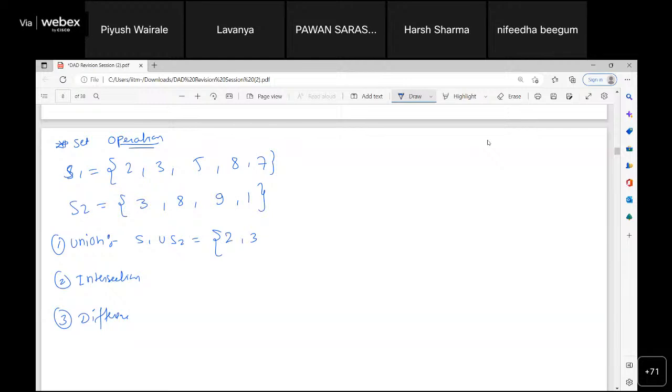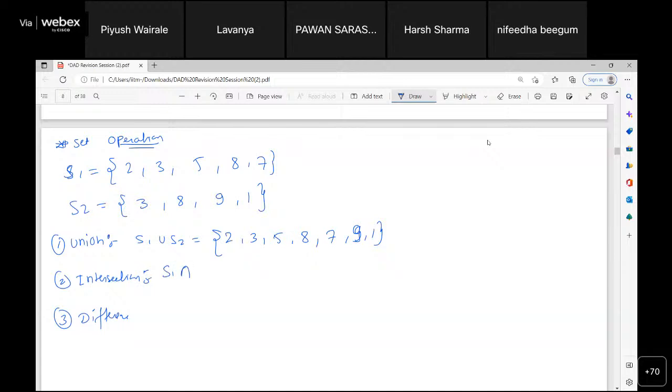The common elements of both the sets, S1 and S2, and then the remaining elements of S1 and S2. So here you can see 2, 3, 5, 8, 7, 9, 1. This is basically a union, and it is denoted by this U symbol, right?